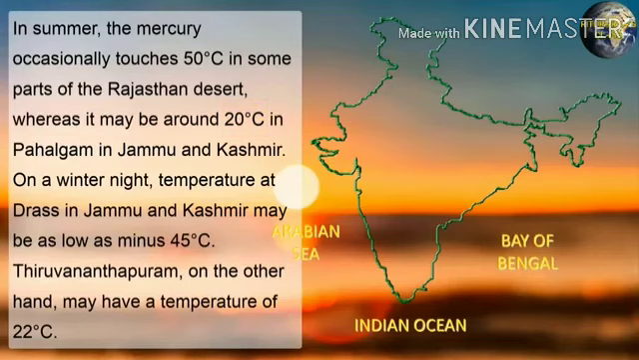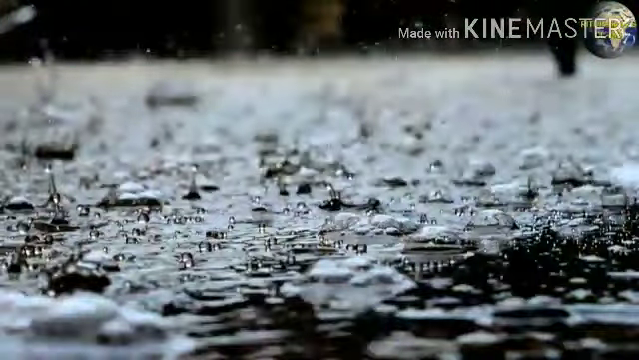On a winter night, temperature at Dras in Jammu and Kashmir may be as low as minus 45 degrees centigrade. But on the other hand, Thiruvananthapuram may have a temperature of 22 degrees centigrade. Now, let's look at the next element, which is precipitation.